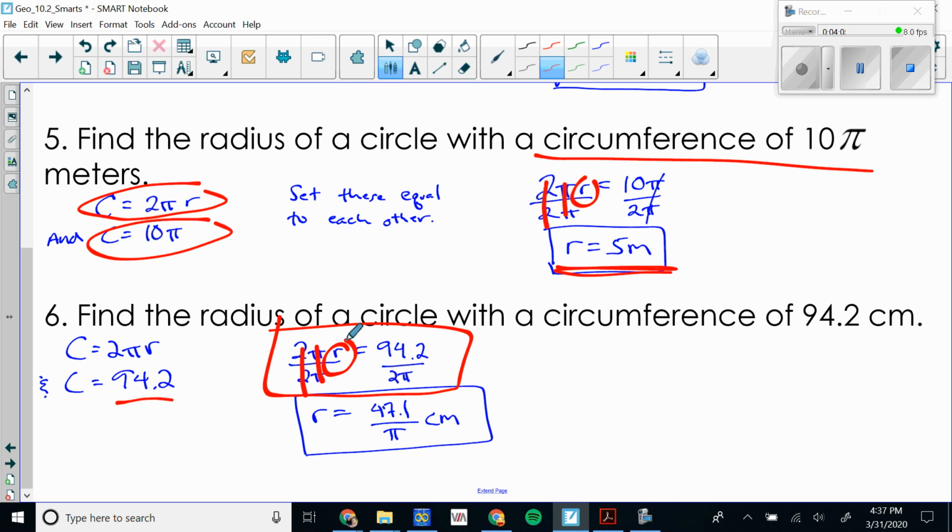On the other side, 94.2 divided by 2, I can get 47.1, but notice this pi has nothing to cancel with, so it stays on the bottom down here. So your answer actually has pi in it on the bottom, 47.1 divided by pi centimeters.